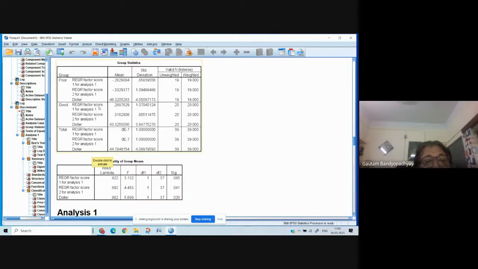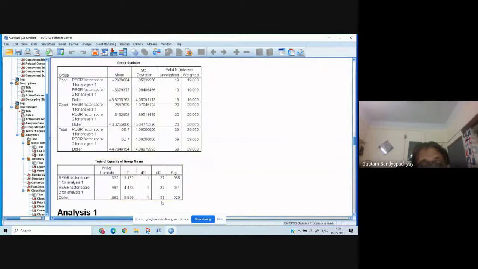The question is why you can check it. The factor score 1 mean is equal to this, and for the other factor score mean, mathematically there is a difference. But statistically, at the 5% level, there is no difference. H0 is accepted. There is no difference. But for this factor score, there is a difference.